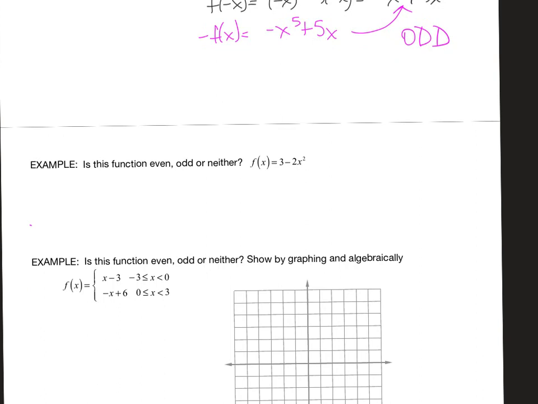All right, let's check this one for even or odd. f of negative x is 3 minus 2 times negative x squared. That's 3. Let's see, this becomes positive, so minus 2x squared. Oh, look at that, even.